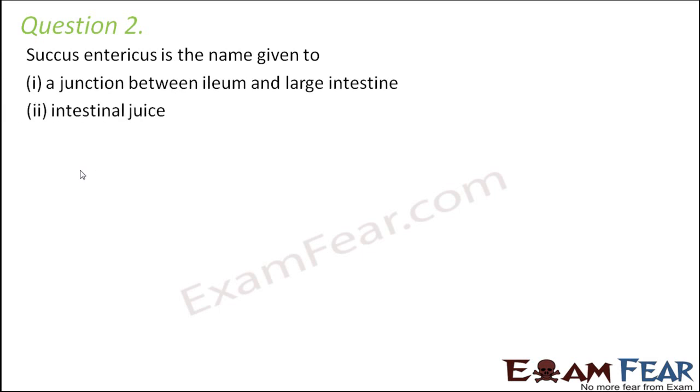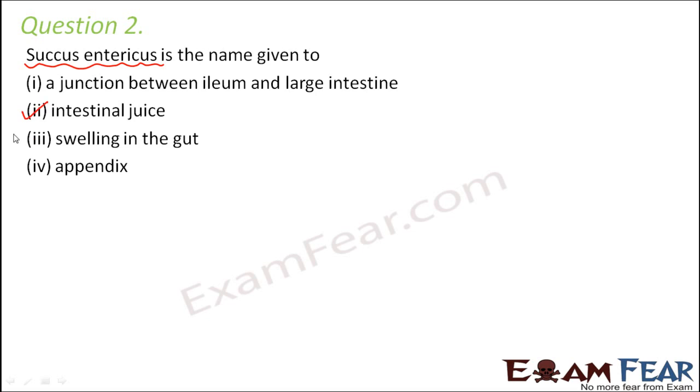Question number 2. Succus entericus is the name given to a junction between ileum and large intestine, intestinal juice, swelling in the gut, or appendix. Succus entericus is another name for intestinal juice. And what is intestinal juice? It contains all the intestinal enzymes like chymotrypsin, trypsin, carboxypeptidase. All those enzymes are a part of this.